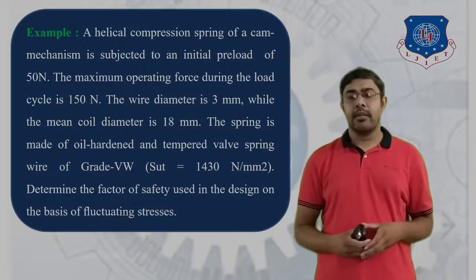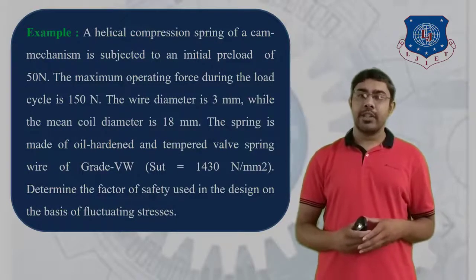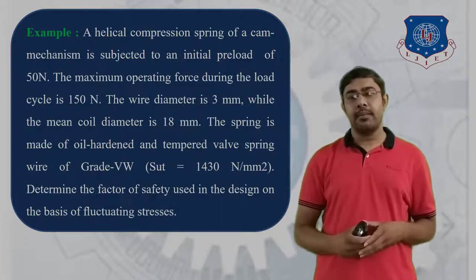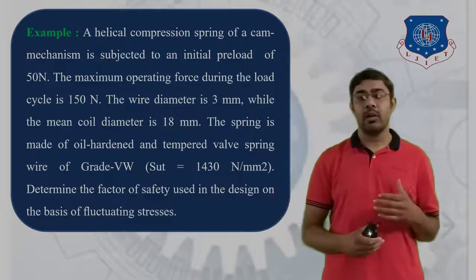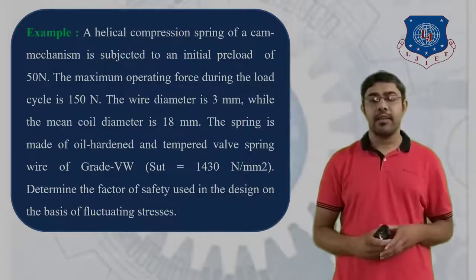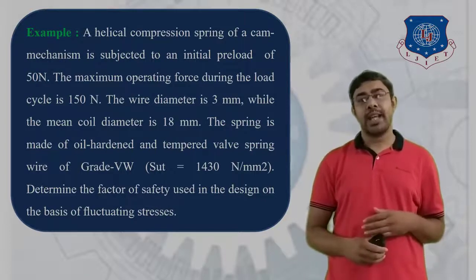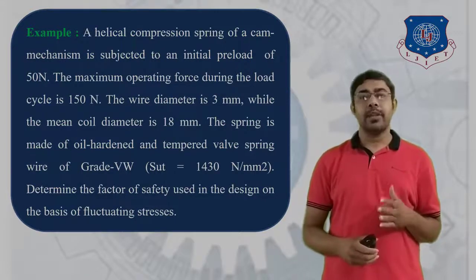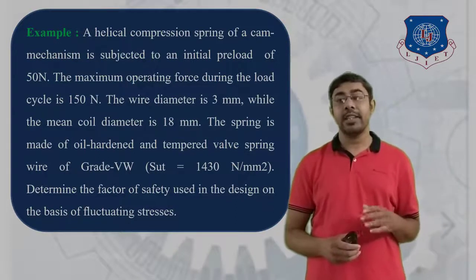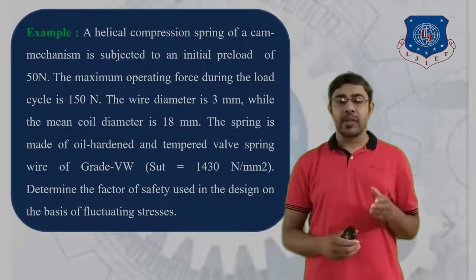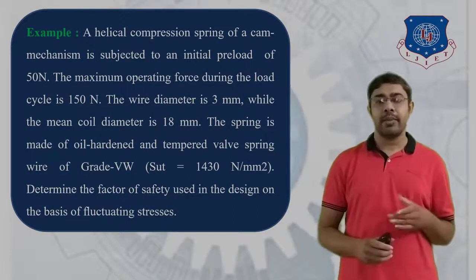A helical compression spring of a cam mechanism is subjected to an initial preload of 50 newtons. Here the initial preload of 50 newtons is given. The maximum operating force during the load cycle is given as 150 newtons. So here the maximum operating force is given, that is nothing but Pmax. So Pmax is given as 150 newtons and P minimum is given as 50 newtons.